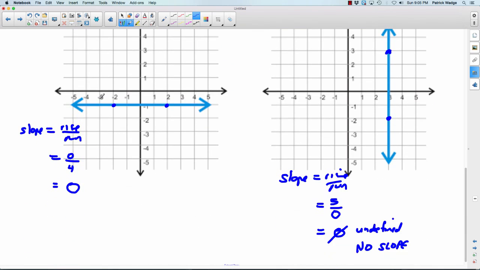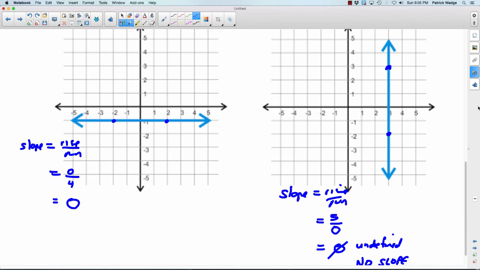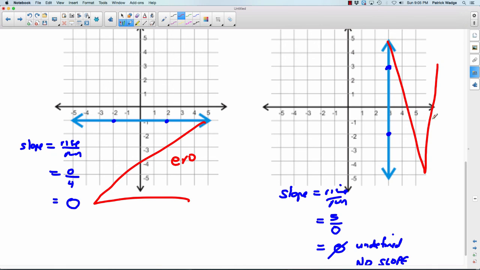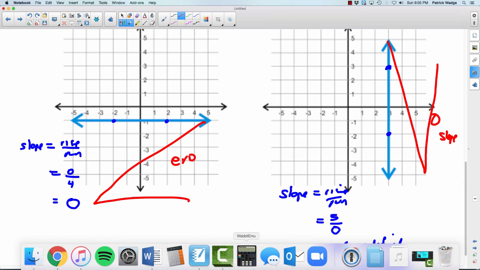Okay, if you have trouble getting these two confused with one another, an old student of mine gave me a great way to remember. It's really easy to turn this horizontal line into a Z, which stands for 0. It's really easy to change this vertical line into an N, which stands for no slope. And there you go.